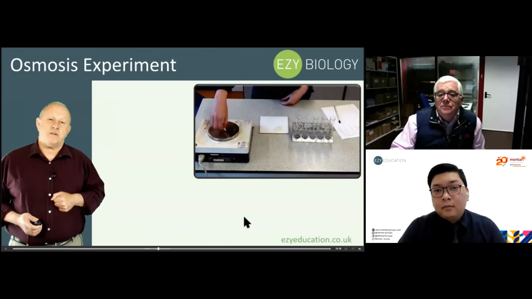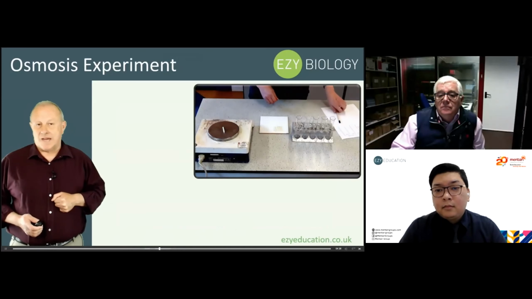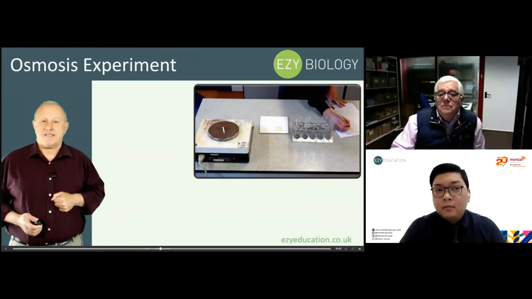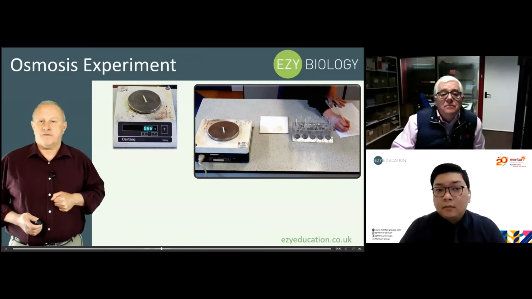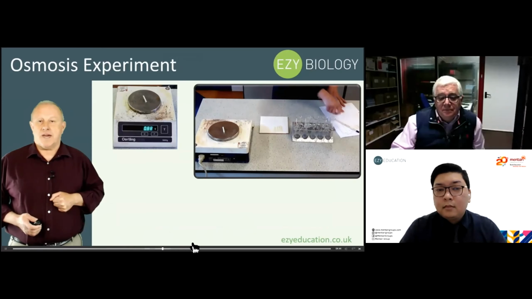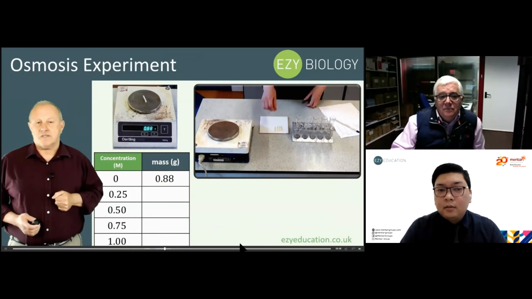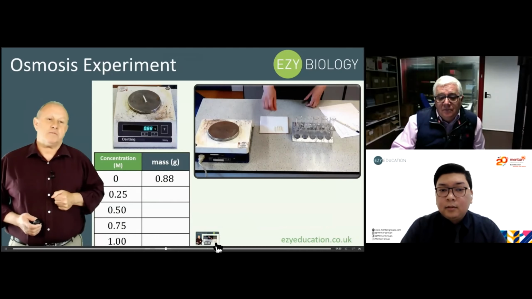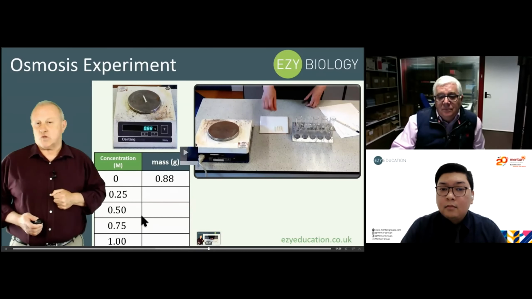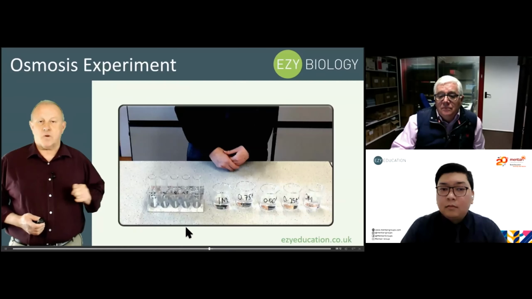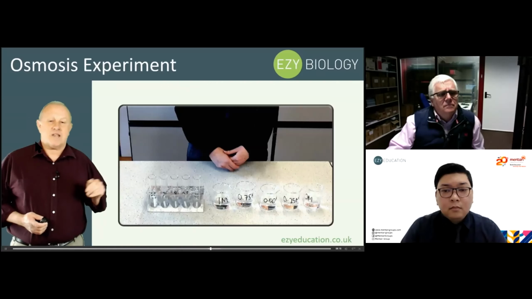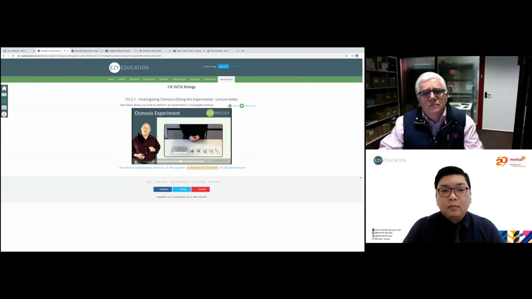The next task is to measure the mass of each of these cylinders. We know the lengths, now she needs to know the masses. So the first one has a mass of 0.88 grams, and we're going to record that in a table, just as Catherine has done. And notice she's put that now into a boiling tube that's going to carry the 0 concentration sugar solution. Catherine's going to leave this for at least an hour before she remeasures the lengths of these pieces of potato and measures their masses again.